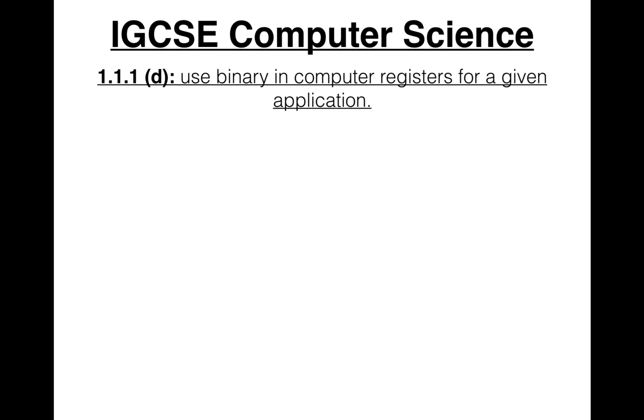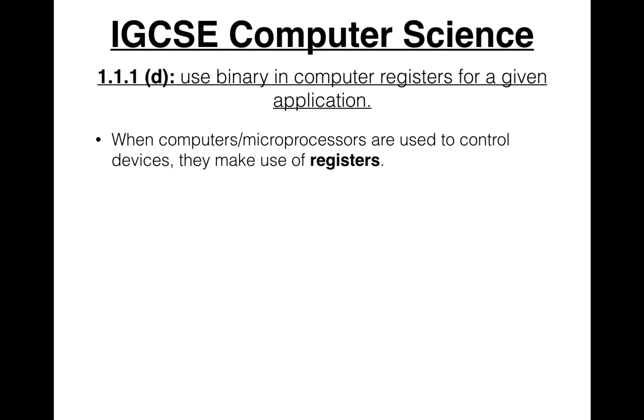IGCSE Computer Science Syllabus Statement 1.1.1d. Use binary and computer registers for a given application. So, when computers or microprocessors are used to control devices, they make use of registers.